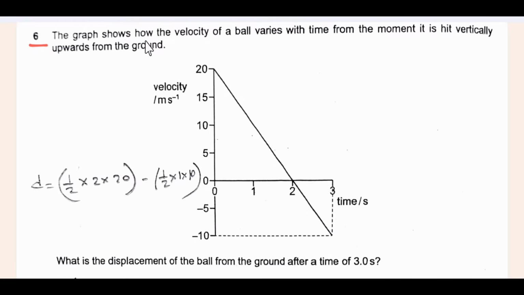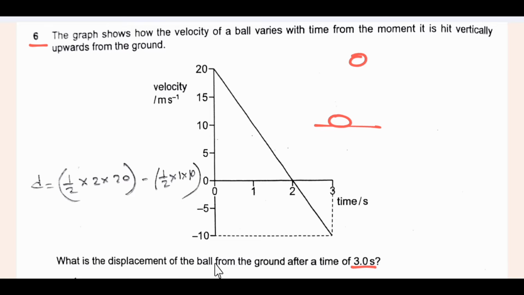Number 6. The graph shows how the velocity of the ball varies with time from the moment it is hit vertically upwards from the ground. What is the displacement of the ball from the ground after 3 seconds? Initially the ball is at rest at the ground, then it moves upward and then it returns to some point.